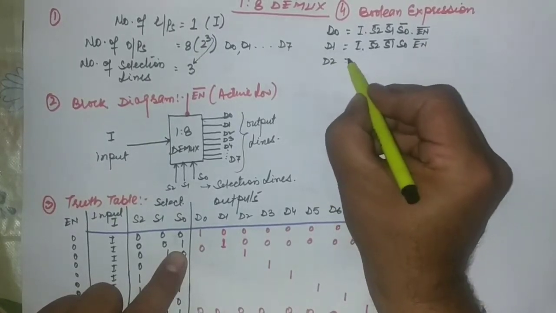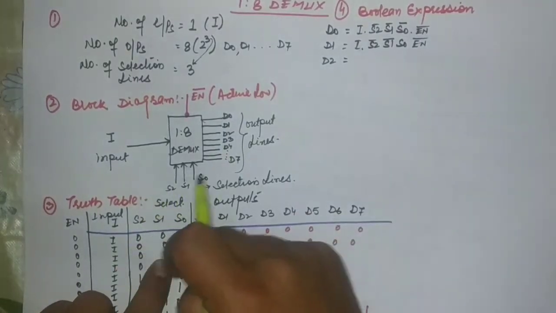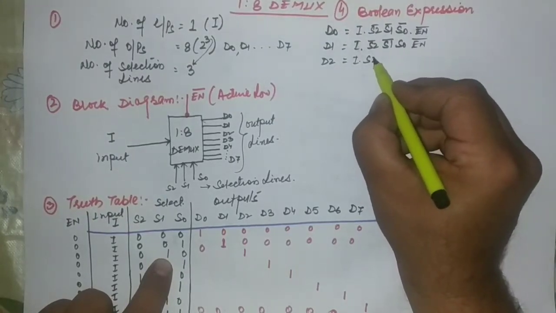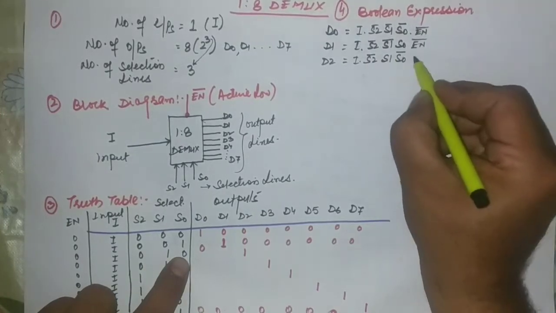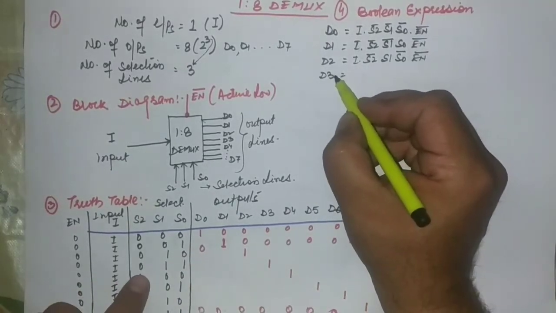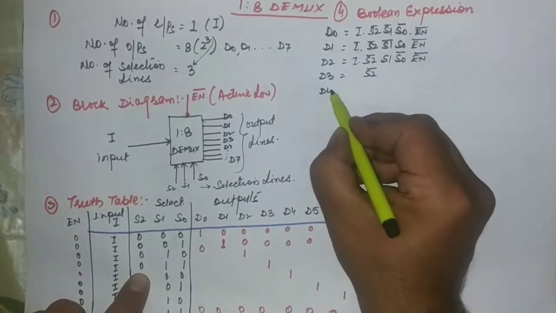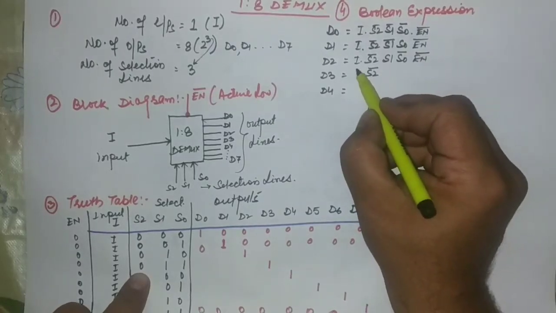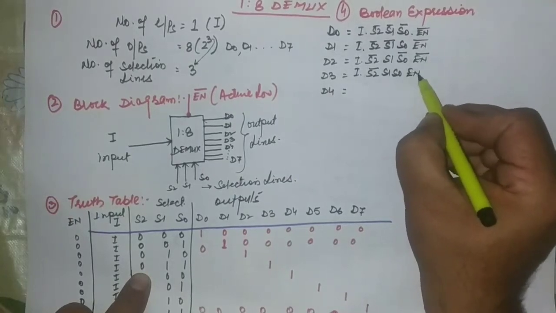Say D2, this comes out to be only S1 is 1. Both these are zeros. So I, S2 complement, S1 and S node complement and enable. For D3, S2 is the complement. For D4, first write down all the complements. This is I, this is S1, this is S node, this is En complement.